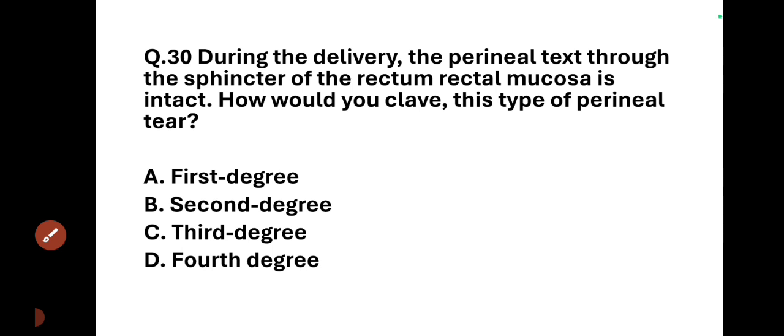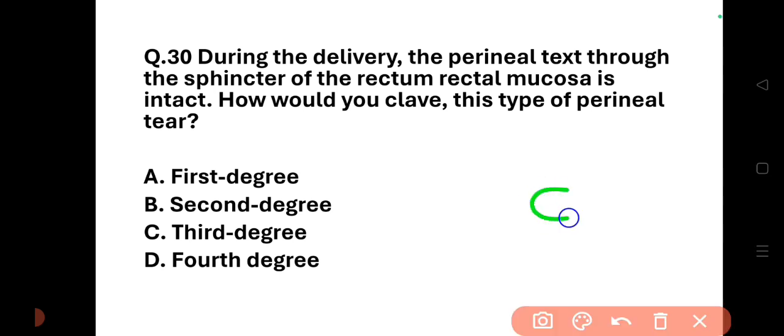Question number 30. During the delivery, the perineal tear goes through the sphincter of the rectum, but the rectal mucosa is intact. How would you classify the type of perineal tear? The right answer is option C, third degree.